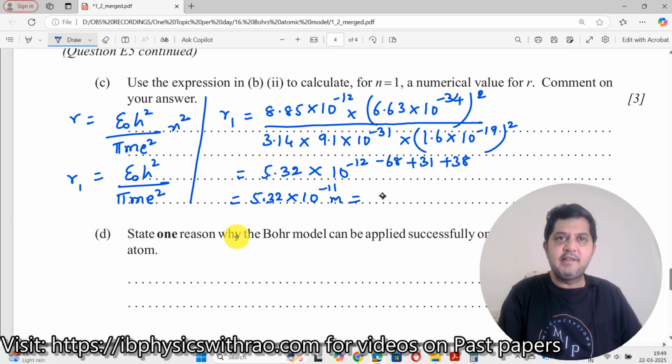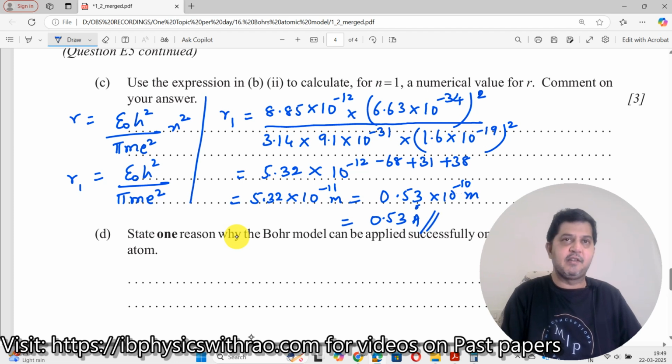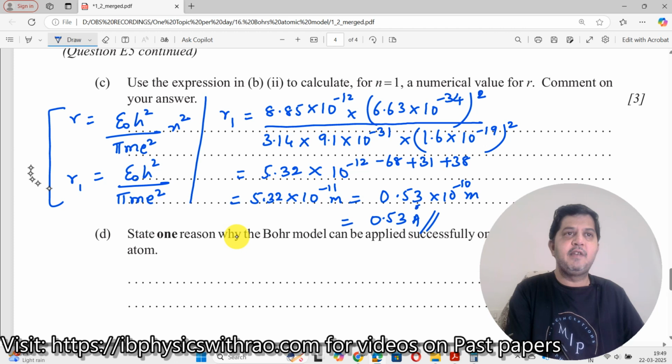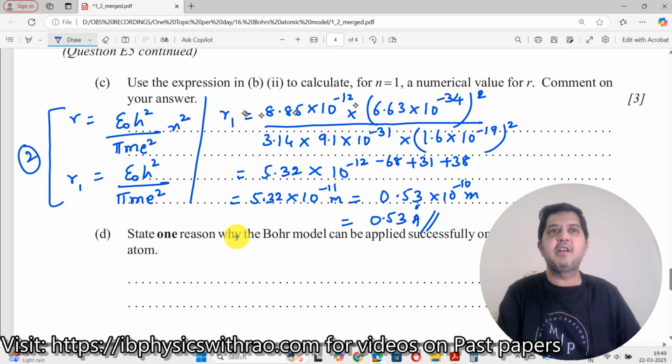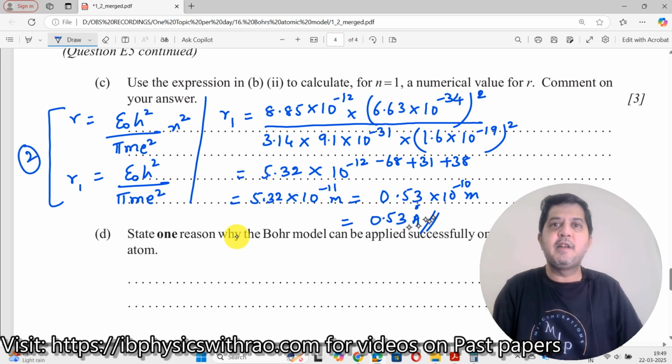So this I can now write as 0.53 into 10 to the power of minus 10 meter, which is equal to 0.53 angstroms. Now he has asked, to calculate a numerical value for R, you have got this value. Comment on your answer. The whole thing here will give you 2 marks. When you say comment on your answer, what will you write? You need to comment on what this is.